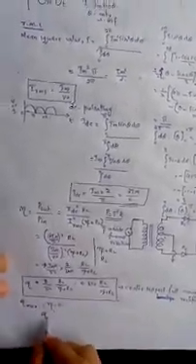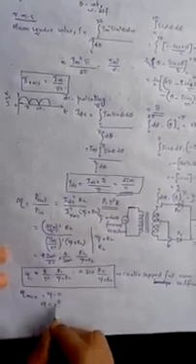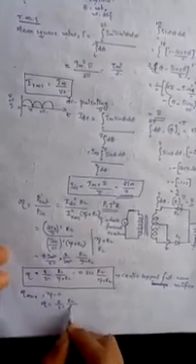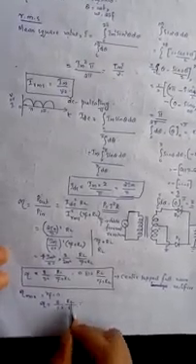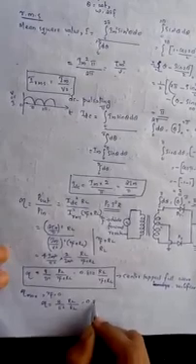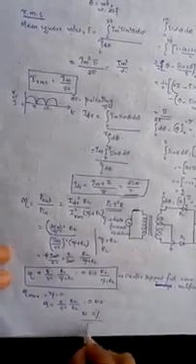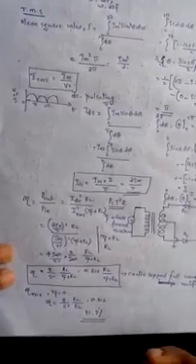So the expression becomes eta is equal to 8 by pi square into RL by RF plus RL, which becomes only RL. So that is equal to 8 by pi square. You will get it as 0.812. In percentage, the maximum efficiency is 81.2% in the case of a full wave rectifier.